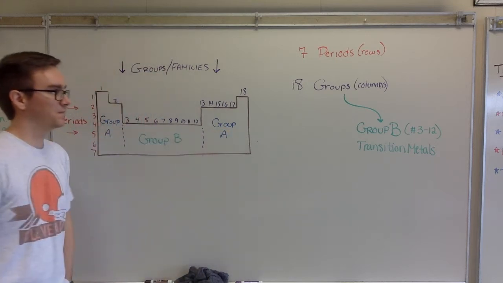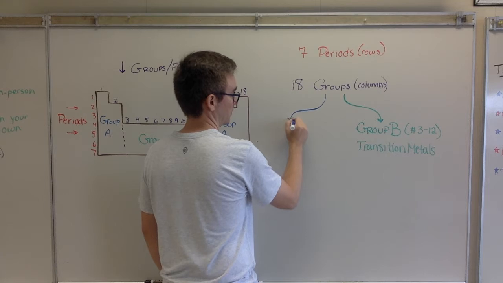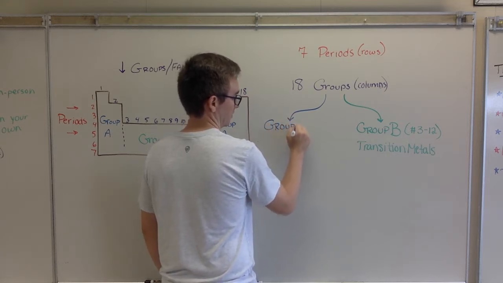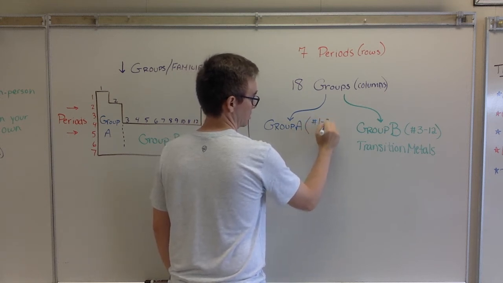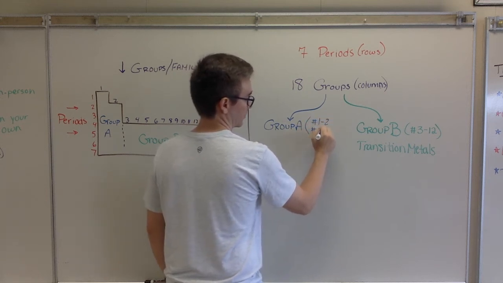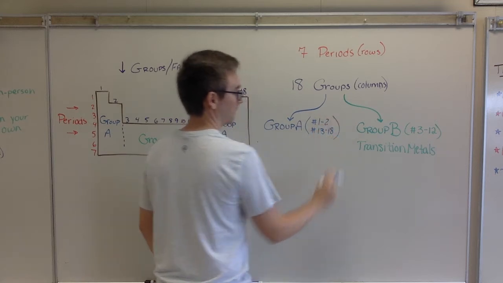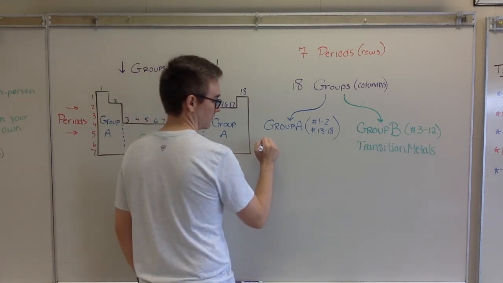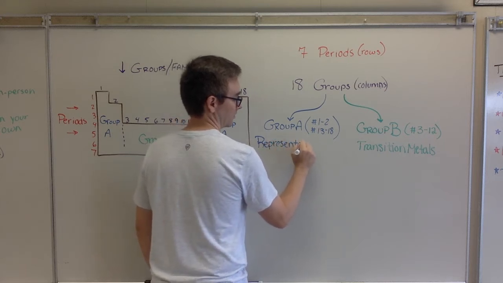Group A, all right? These are called the Group A elements. That's number 1 and 2, and then number 13 through 18. These are also known as the representative elements because they represent a wide range of properties.